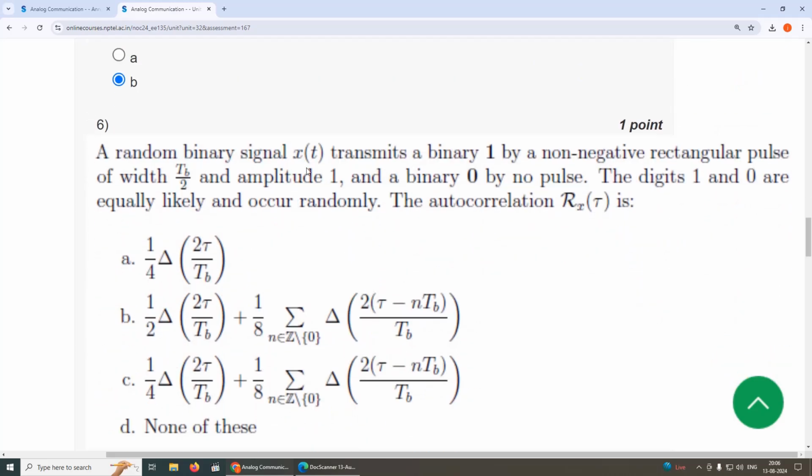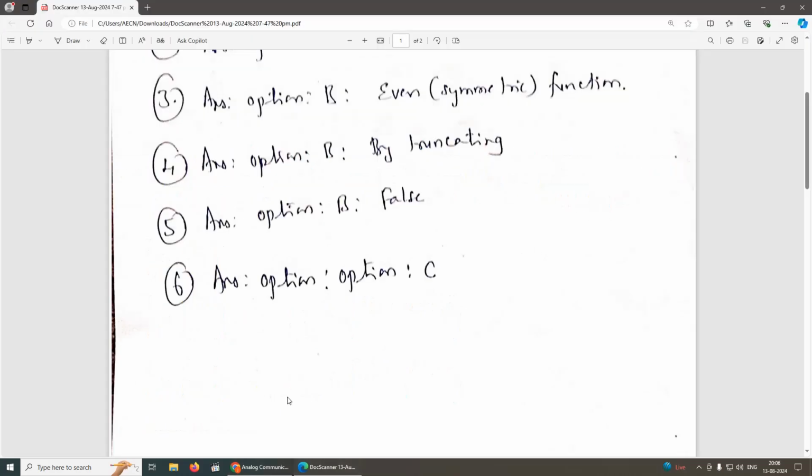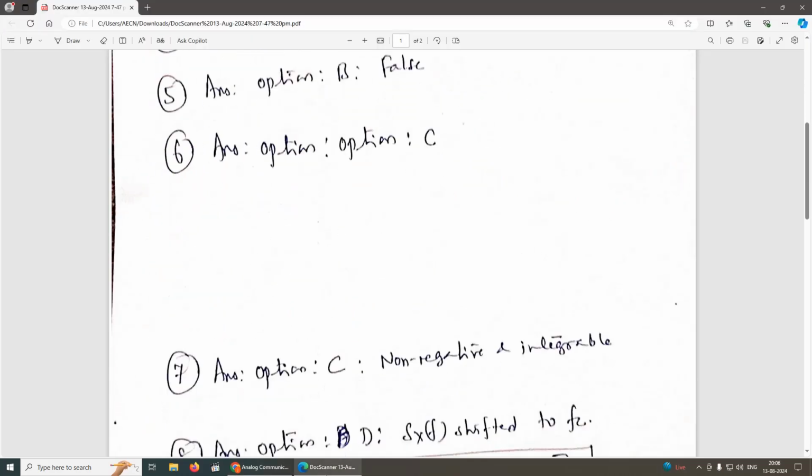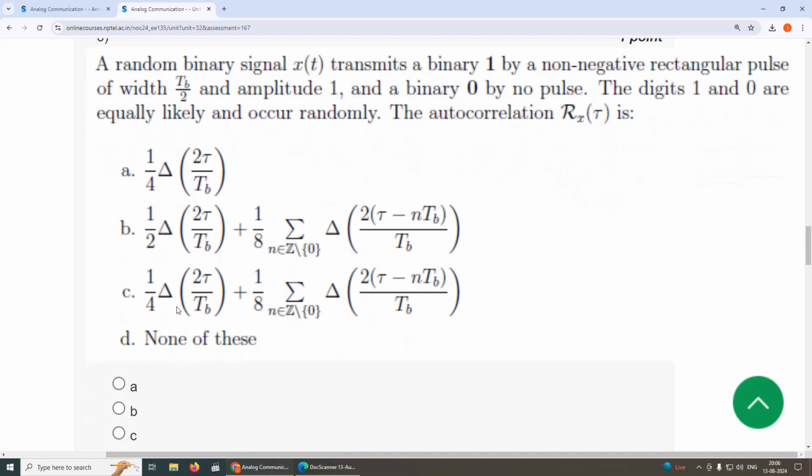Sixth one: a random binary signal x(t) transmits a binary 1 by a non-negative rectangular pulse of width Tb by 2 and amplitude 1, and a binary 0 by no pulse. The digits 1 and 0 are equally likely and occur randomly. The autocorrelation function Rx(tau) is option C: 1 by 4 delta(tau) plus 1 by 8 summation over n except 0 of delta(tau minus n Tb) by Tb.